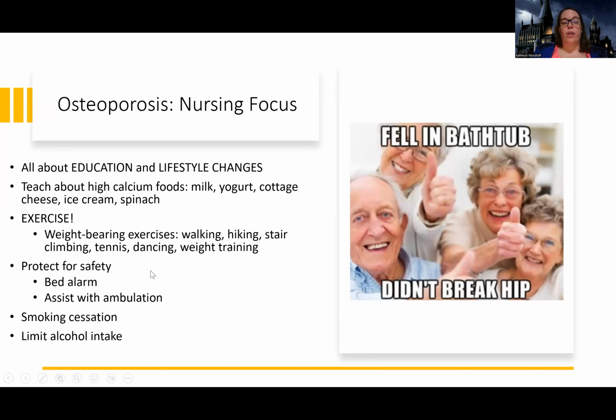Other things, of course, we're worried about are fall safety, fall prevention, and safety issues. So we're going to use a gait belt with these patients, assist them with ambulation, bed alarm on. Because remember, with some people, in order for a bone to break, you have to do a lot more. With these patients, it just happens sometimes spontaneously. So super gentle with them and just watching closely.